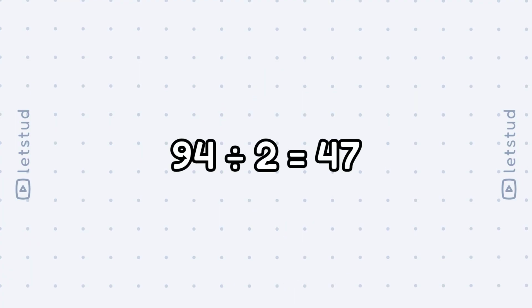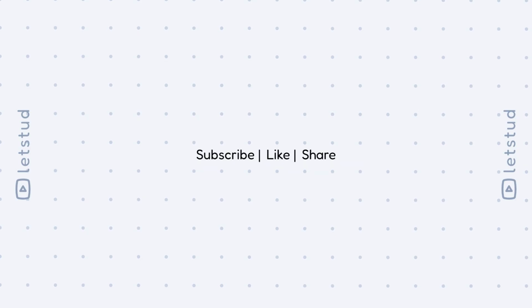We thus learned how to divide 94 by 2 using long division. Remember, breaking it down step by step makes even big numbers easy peasy. Great job, mathletes. Keep practicing and you'll be a long division whiz in no time.